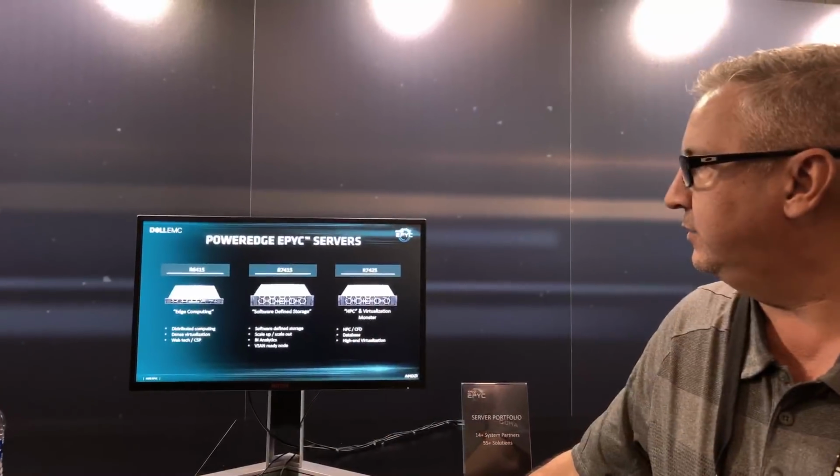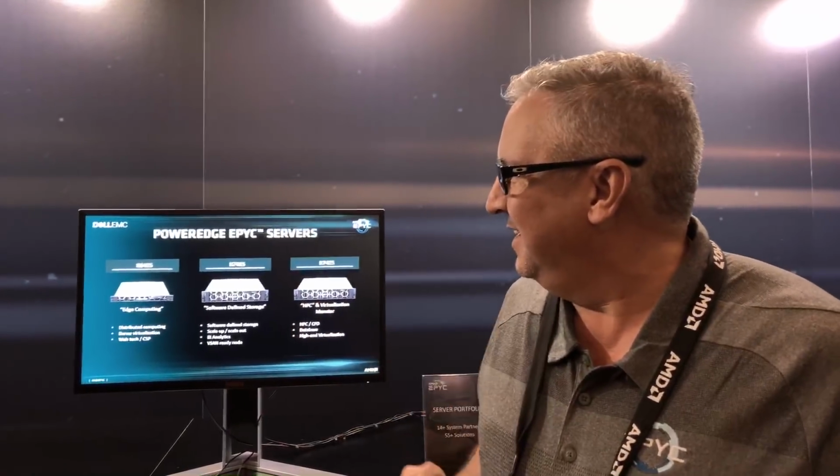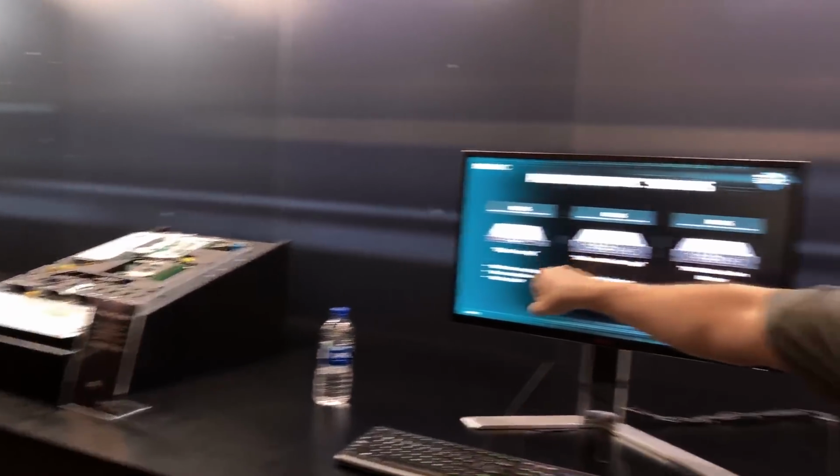This is PowerEdge. We have 3 PowerEdge servers. That's a 7415 right there. We have 2 one-socket systems.